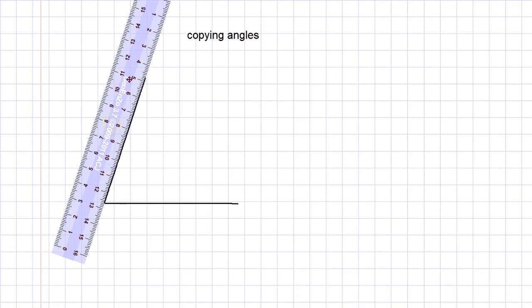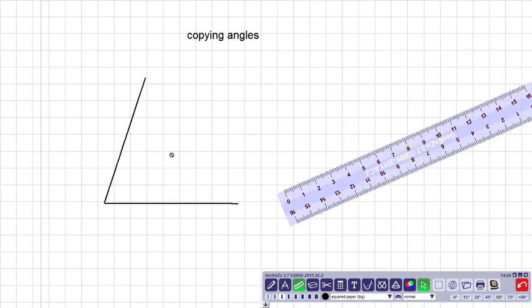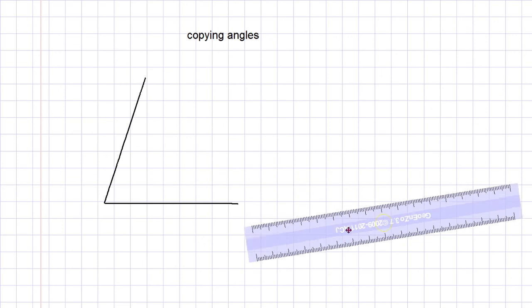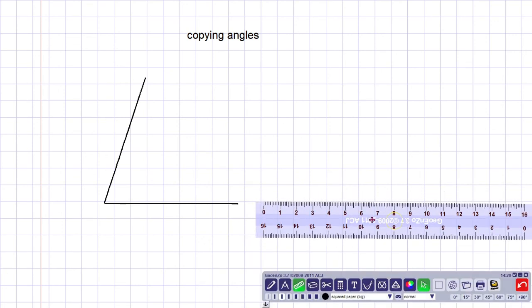Draw any angle. Copying angle means we can draw another angle with the same magnitude. If this is 55 degrees, without measuring that, we can draw another angle in the same magnitude. Copying angle means drawing another angle with the same magnitude. So how to copy this angle? Draw a straight line.